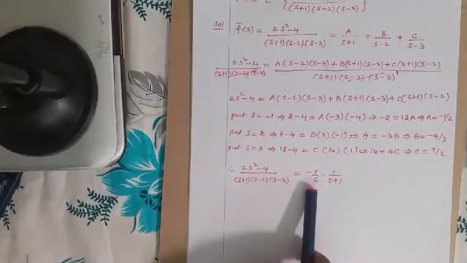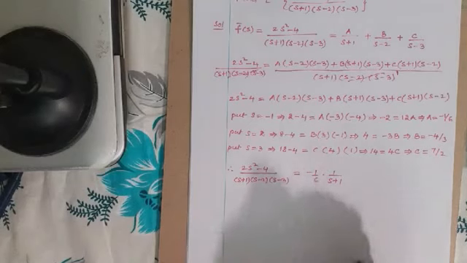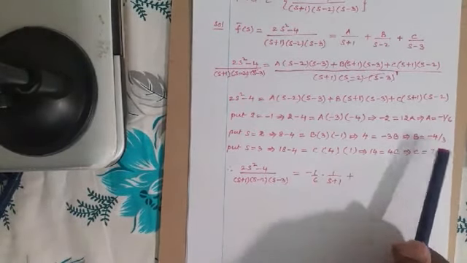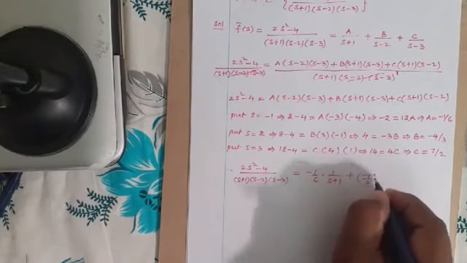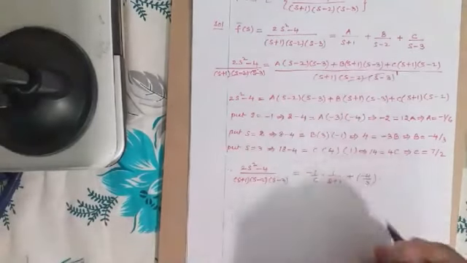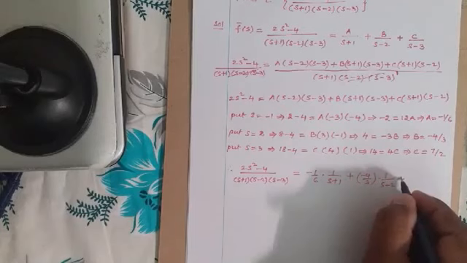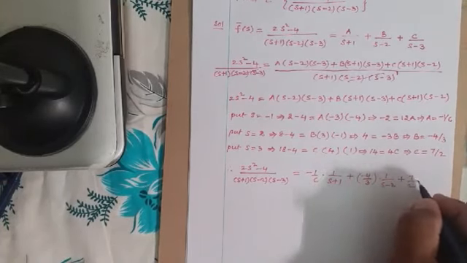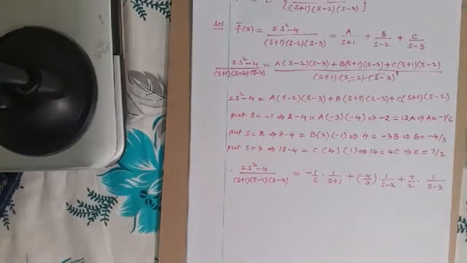I am writing here minus 1 by 6 into 1 upon s plus 1, then plus b is nothing but minus 4 by 3. So here we have to write minus 4 by 3 into 1 upon s minus 2, plus c is nothing but 7 by 2, so I write 7 by 2 into 1 upon s minus 3. So you got the a, b, c values, we have substituted them in the first step.